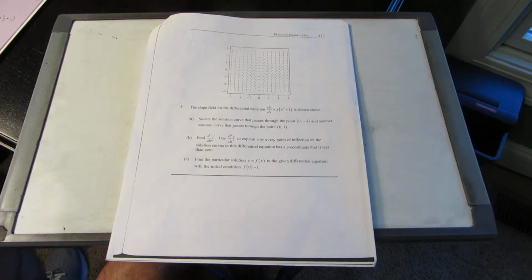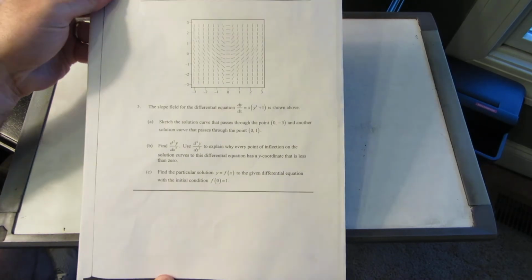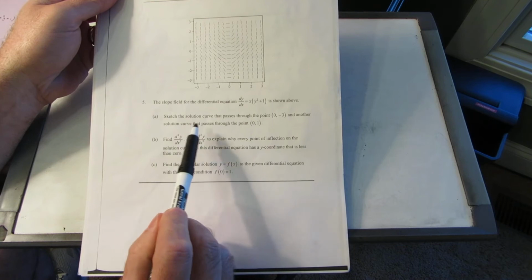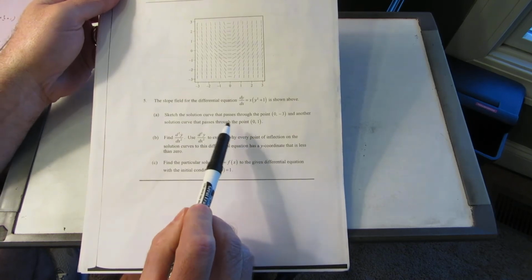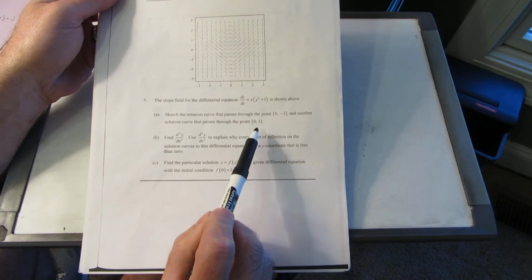Okay, this is practice exam AB-3. I'm going to try to get numbers 5 and 6 done in this video. In number 5, they give you a slope field. The first question says sketch the solution curve that passes through the point (0, -3), and then another one that passes through the point (0, 1).